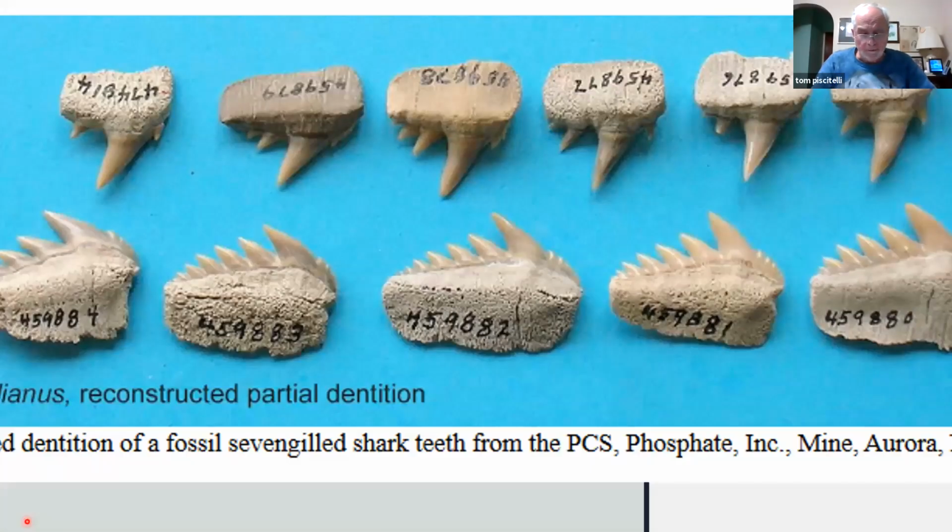Some sharks had differently shaped tooth crowns in their upper and lower jaws. In the picture, the teeth pointing down are upper teeth, and those pointing up are from the lower teeth. Next, please.